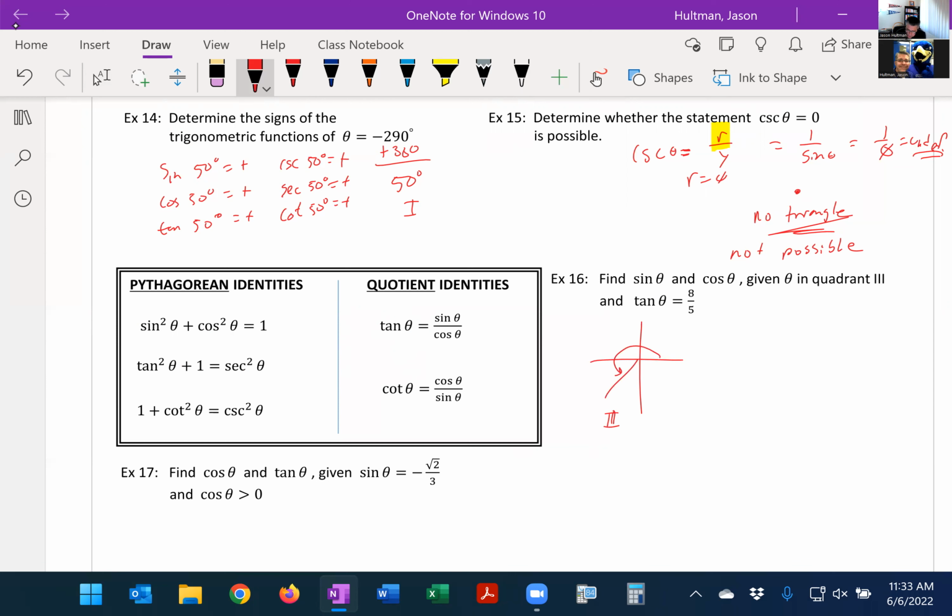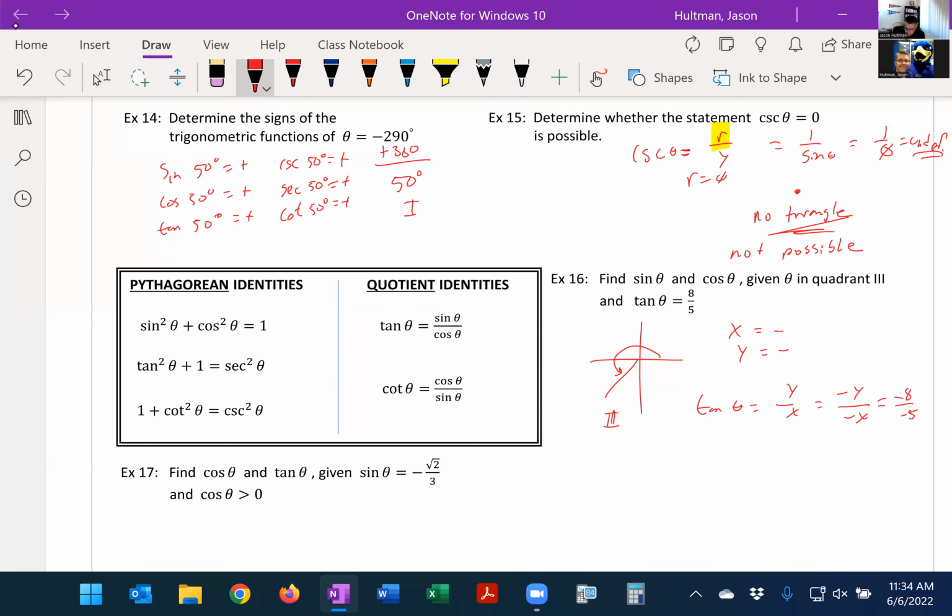What does it tell me about the x and y values? Well, the x value is going to be negative and the y value is going to be negative. That's the nature of quadrant 3. So if the tangent of theta is y over x, and it's a positive value, but everything's in quadrant 3, this tells me that I would have had a negative y over a negative x, okay? Which means that I would have had a negative 8 over negative 5.